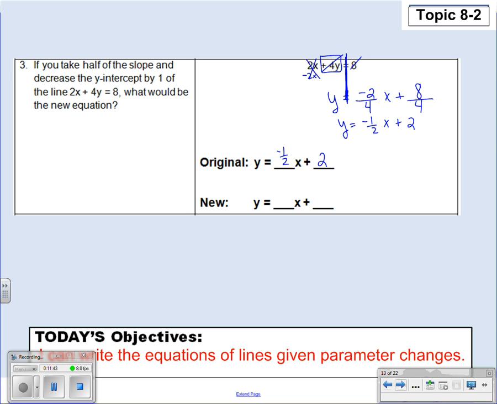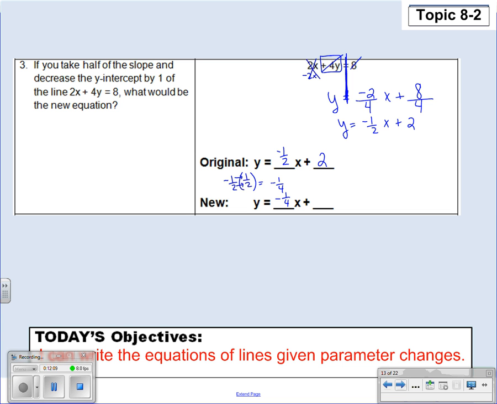So now it says take half of the slope. If I take half of the slope, that means I'm going to multiply it by half. Think, if I had a whole number, if the slope was 10 and I wanted half, I could take 10 and multiply it by half. That would give me 5. This I'm going to multiply. This will give us a negative 1/4. When you multiply fractions, you multiply straight across. I would put it in the calculator just to be sure.